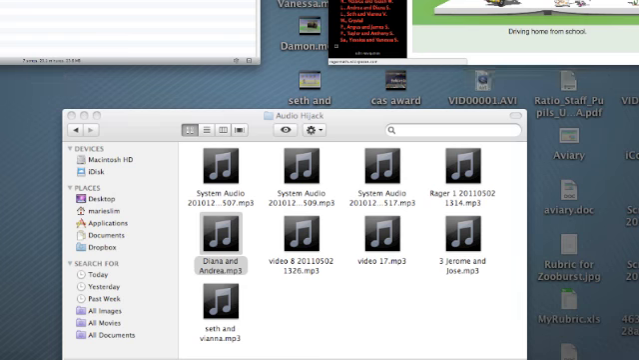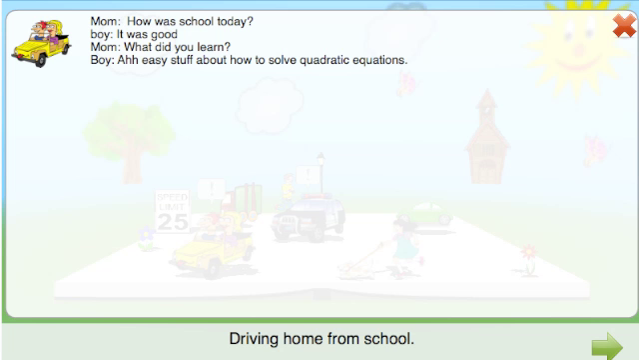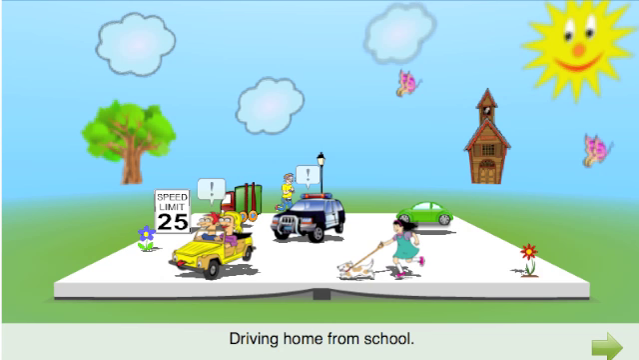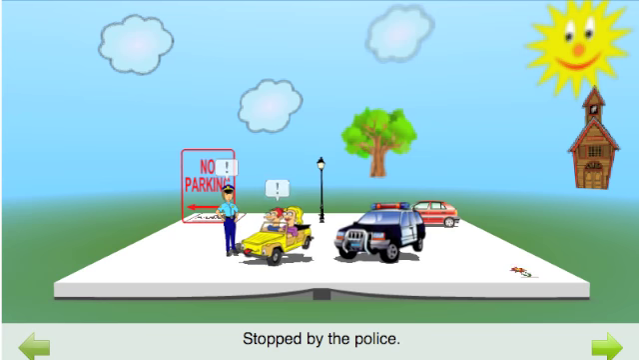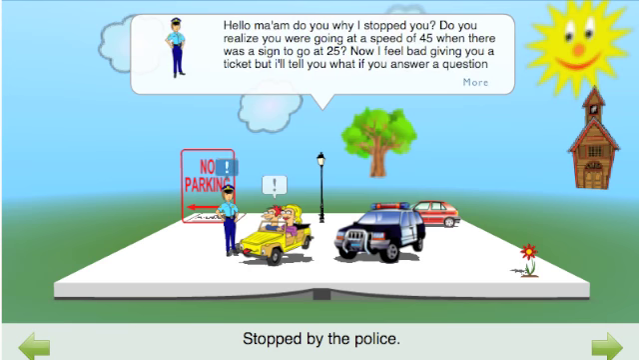How was school today? It was good. What did you learn? Easy stuff about how to solve quadratic equations. Oh, that's good. Oh my god, the police is behind us. Oh no. Hello, ma'am. Do you know why I stopped you?